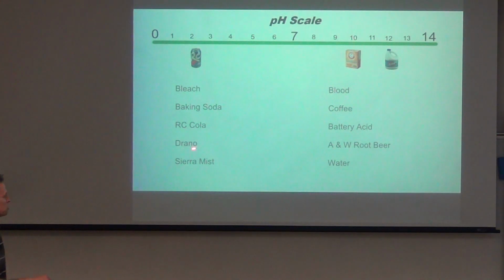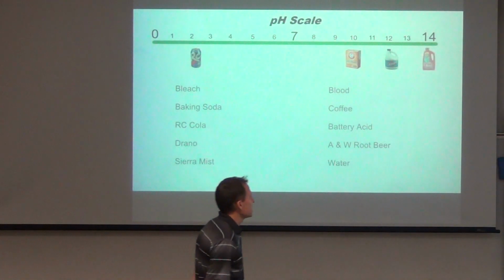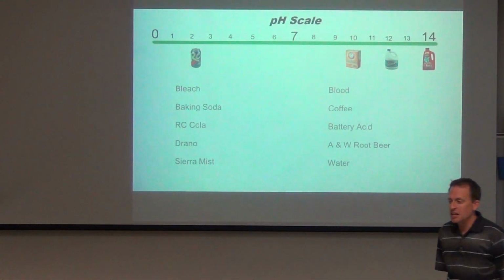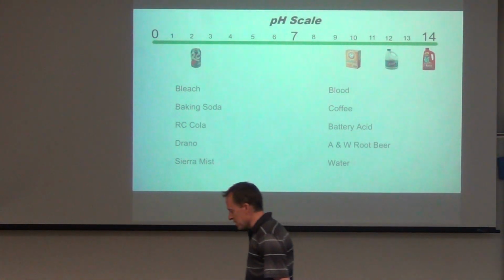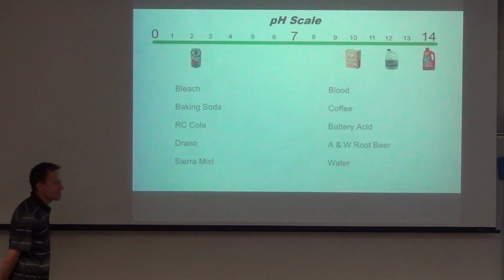That being said, this one you must know. Drano will be at 14. That is a bookend. Suggestion, even put a little star next to it. That is a bookend on this pH scale. You need to know that Drano is the most alkaline or most basic.